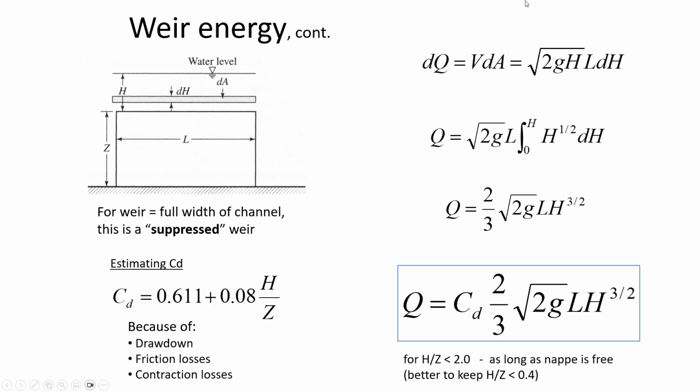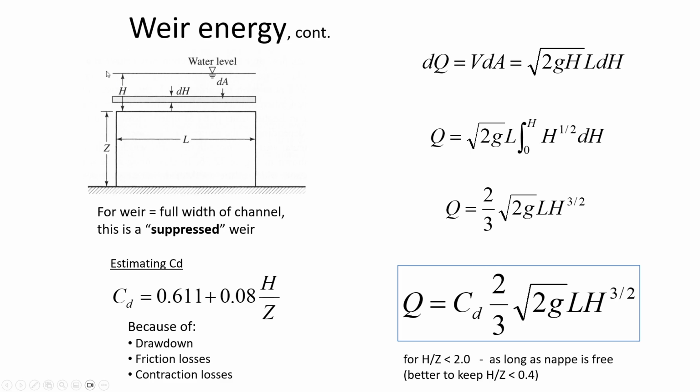So in the case of a suppressed weir, these are the equations that would allow us to relate the flow rate over the weir with the height of the water and the length of the weir. And then here you can see that there's the discharge coefficient C sub D, which is related to energy losses, drawdown, contraction losses, and so on. And then we've got a couple of constants.